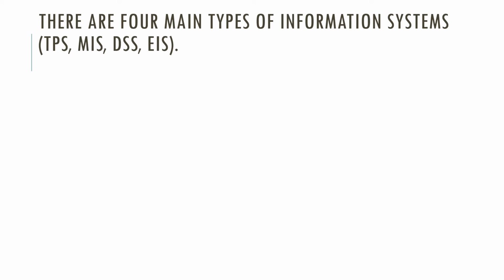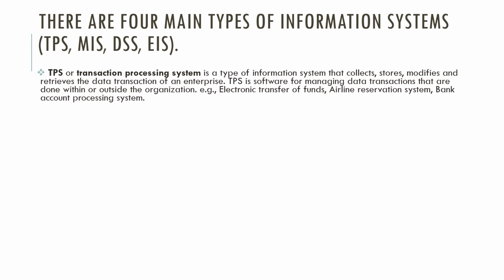There are four main types of information systems. First, we have the transaction processing system, which is a type of information system that collects, stores, modifies, and retrieves the data transactions of an enterprise. TPS is software for managing data transactions that are done within or outside the organization. For example, electronic transfer of funds.